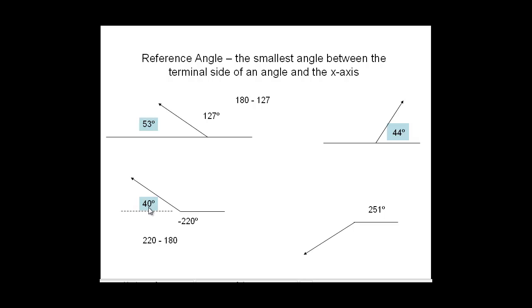And then 251, if you start at 0, go around counterclockwise to 251, which is in the third quadrant. You need to back off 180, so it's 251 minus 180. So this, going back to the horizontal, is 71.